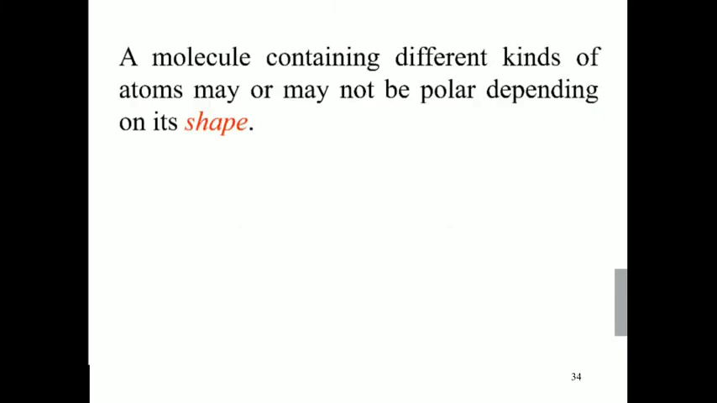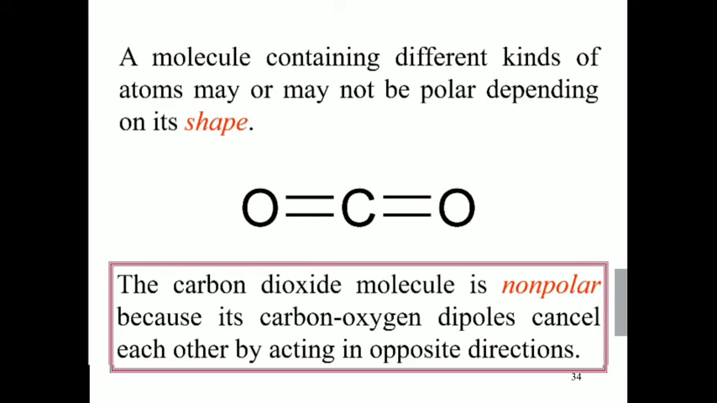A molecule containing different kinds of atoms may or may not be polar depending on its shape. So aside from electronegativity difference, you can also determine the polarity of a molecule according to shape. For example, the carbon dioxide molecule is nonpolar. Why nonpolar? Because its carbon-oxygen dipoles cancel each other by acting in opposite directions. So dipole moments are cancelled out. There is symmetry in the shape, and therefore the molecule is considered nonpolar.